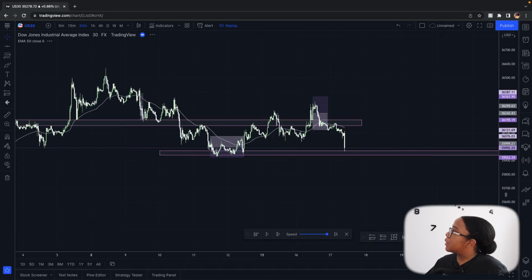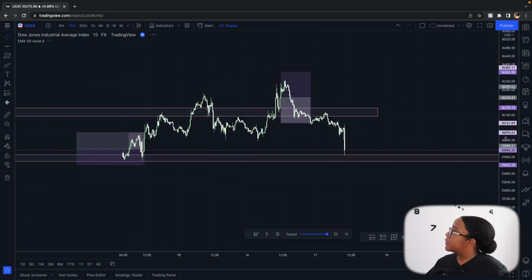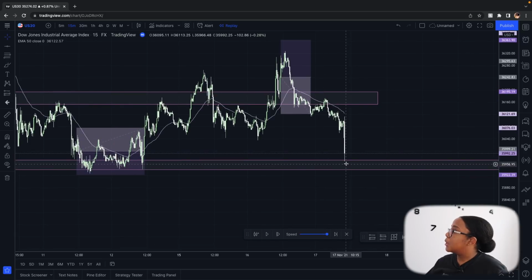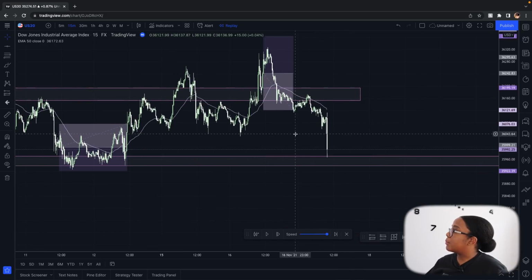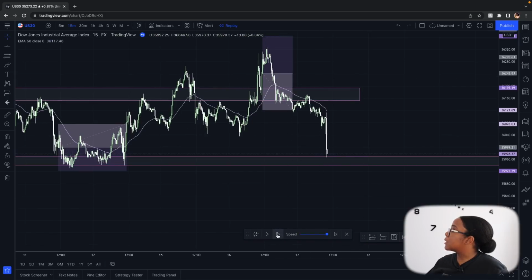Let's go down to the lower time frames, 15, because that was a very impulsive move to the downside. So maybe it might be rejecting. Maybe price just wanted to come down here just to gather that liquidity and push back up. So let's see what the next candlestick shows.